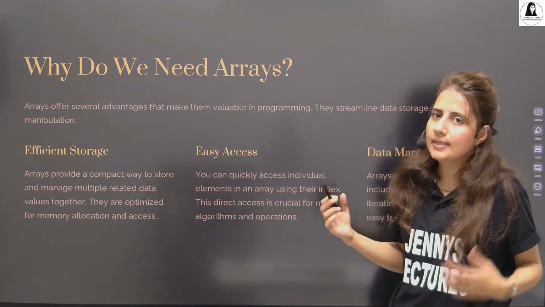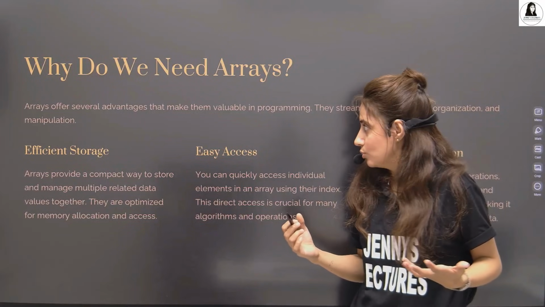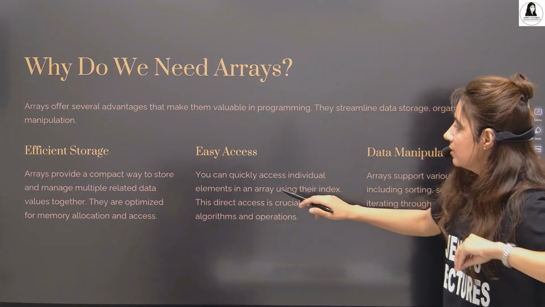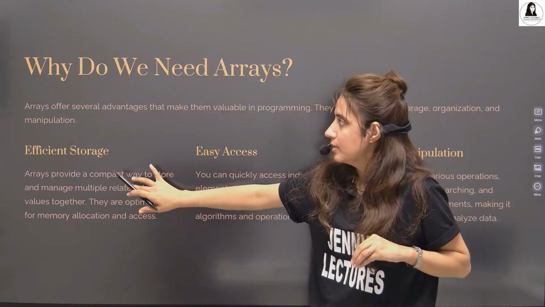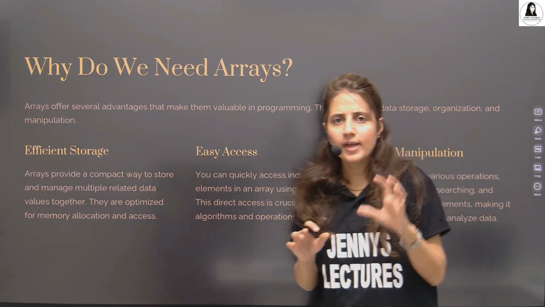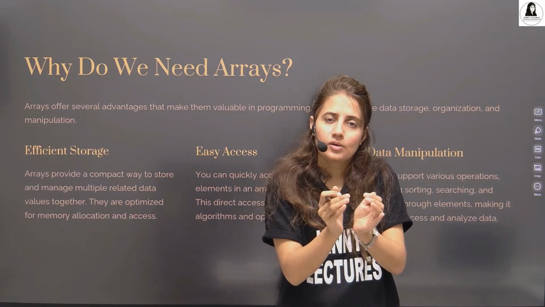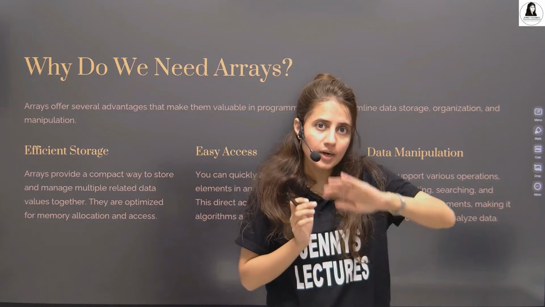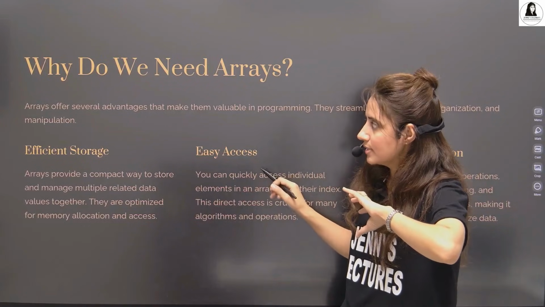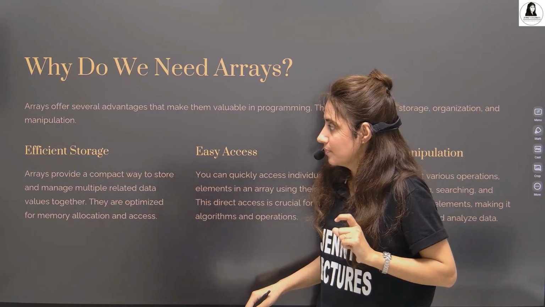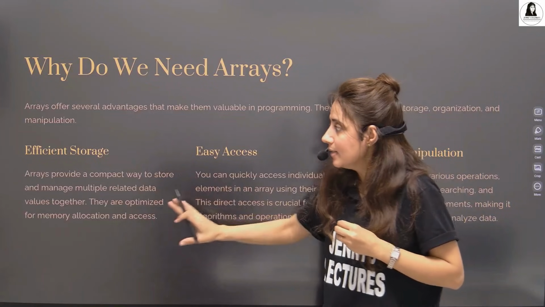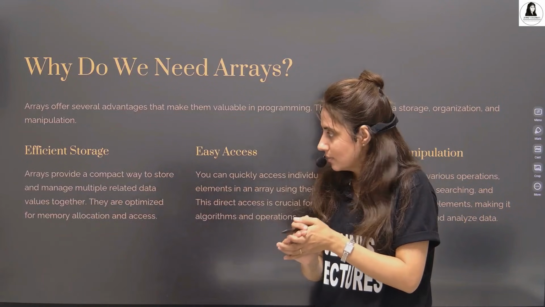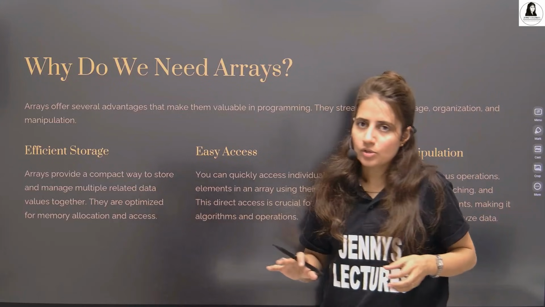Now, why do we need arrays? One thing I have told you is that you can quickly access individual elements. First, let's see this point: efficient storage. An array provides you a way to store all the related data in one place, because all the array elements are stored in contiguous memory locations. It gives you easy access, and it is an efficient storage because it provides a compact way to store and manage multiple related data values together. They are more optimized for memory allocation and access.